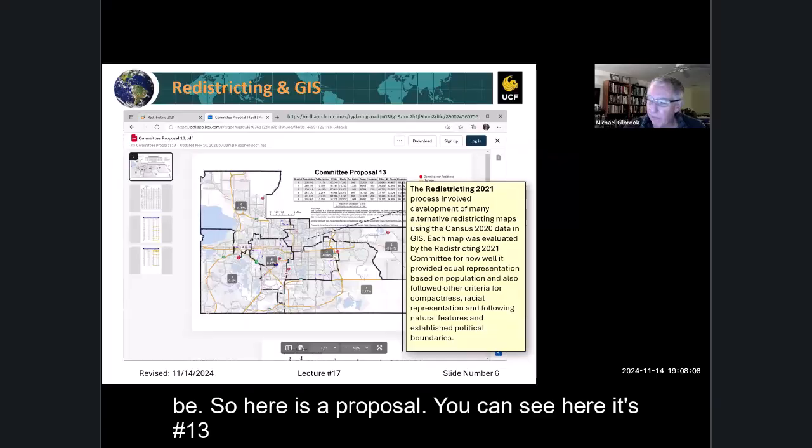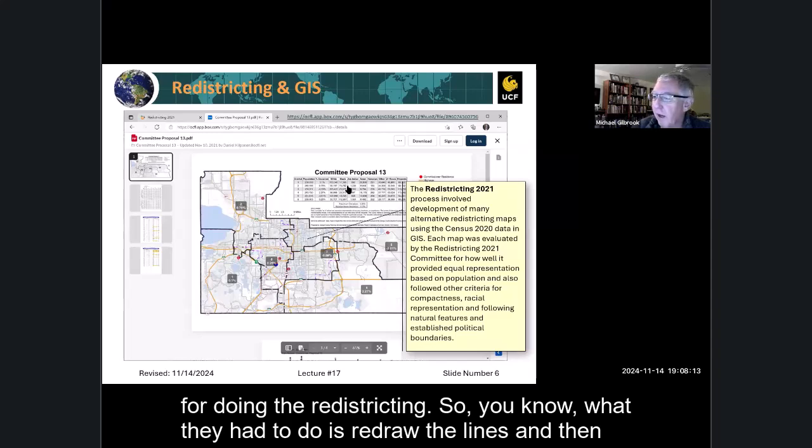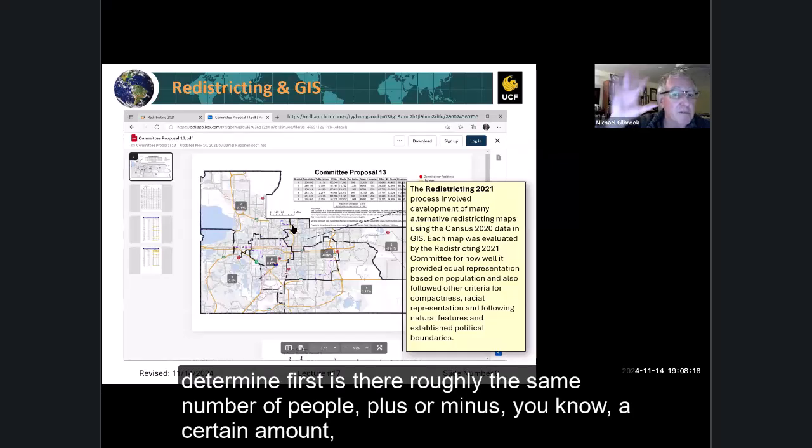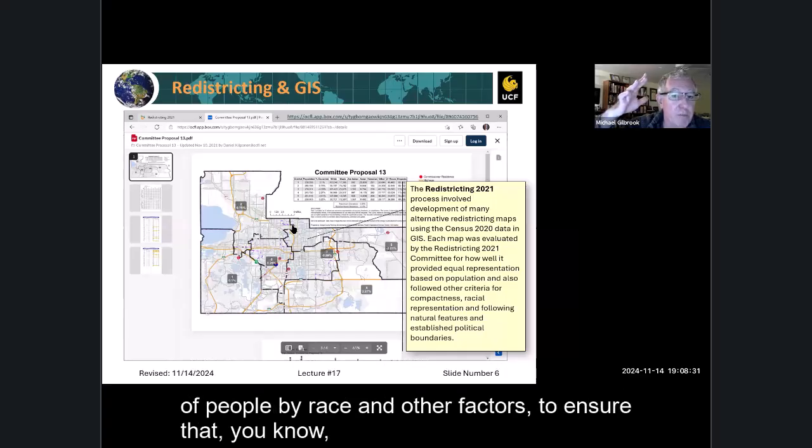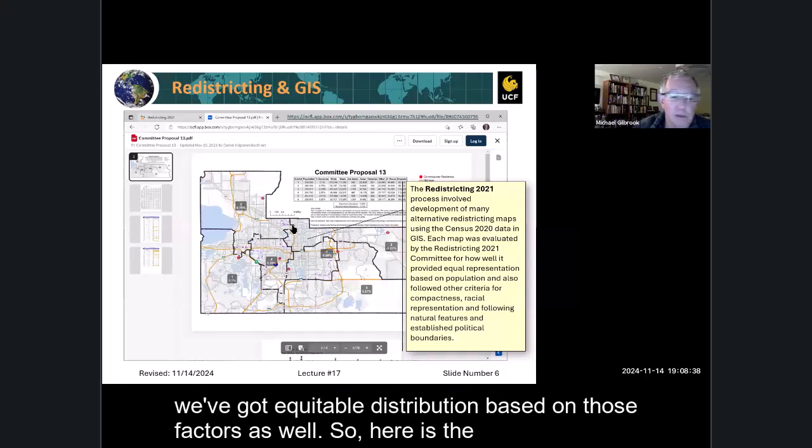So here is a proposal. You can see here it's number 13 for doing the redistricting. What they had to do was redraw the lines and then determine first, is there roughly the same number of people, plus or minus a certain amount, within each district? That's the most important thing. And then they looked at the distribution of people by race and other factors to ensure that we've got an equitable distribution based on those factors as well.